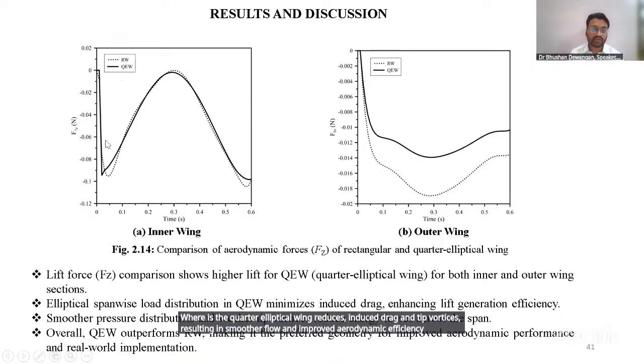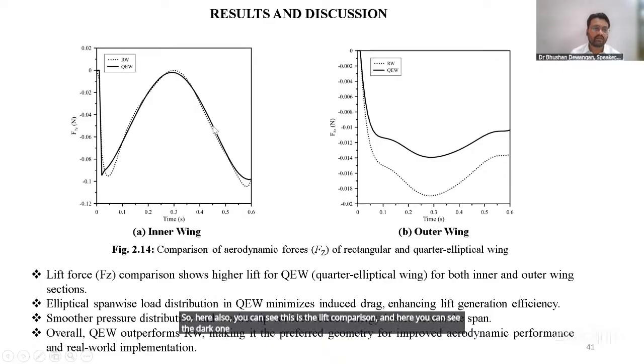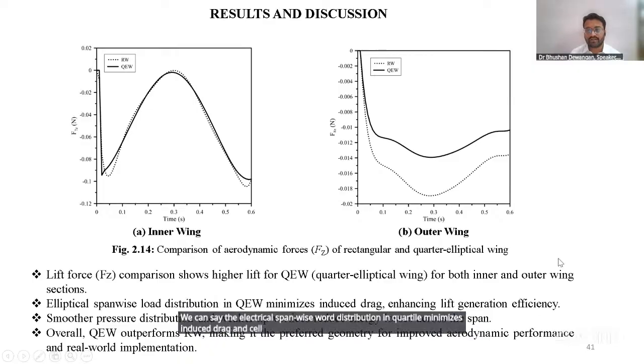Here you can also see the lift comparison, and the dark one is the quarter elliptical wing, and it is higher compared to the rectangular. All these things we found through comparison, and in conclusion we can say the elliptical span-wise load distribution in the quarter elliptical wing minimizes induced drag and improves lift generation efficiency.